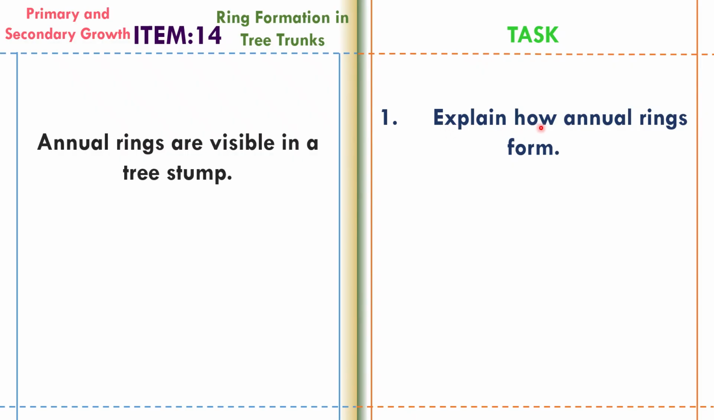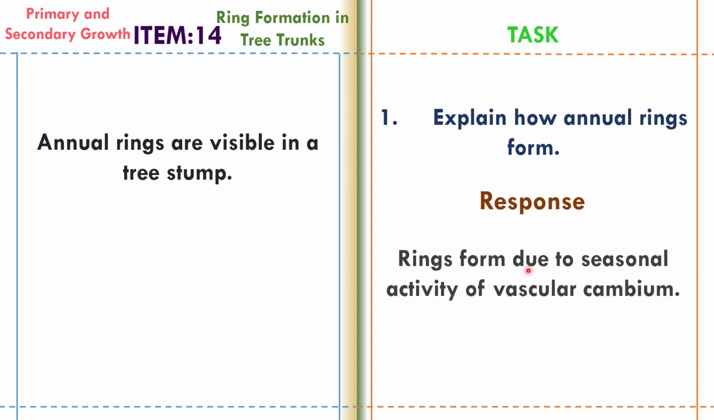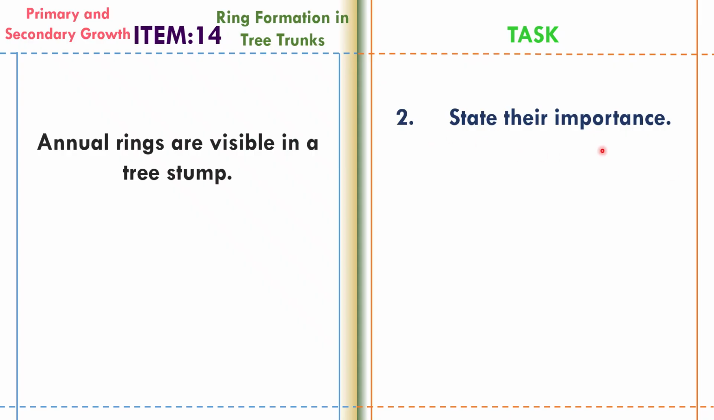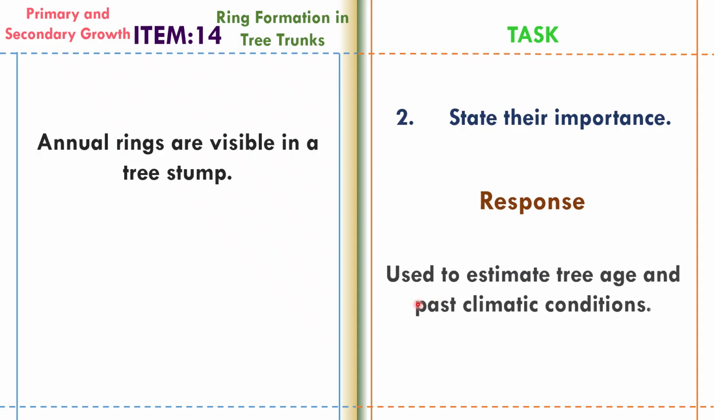Let's start by explaining how annual rings form. Rings form due to seasonal activity of vascular cambium. State the importance. Annual rings are used to estimate tree age and past climatic conditions.